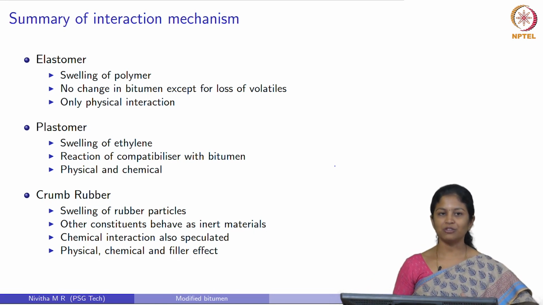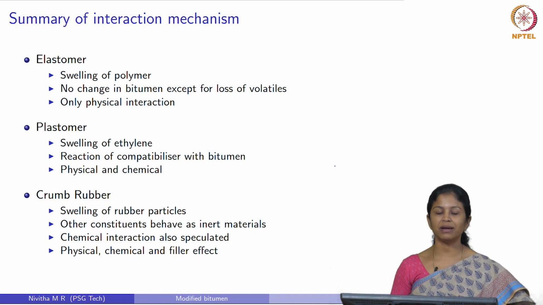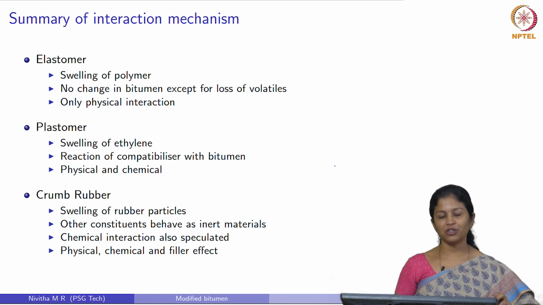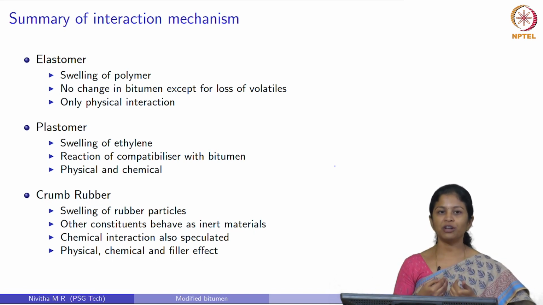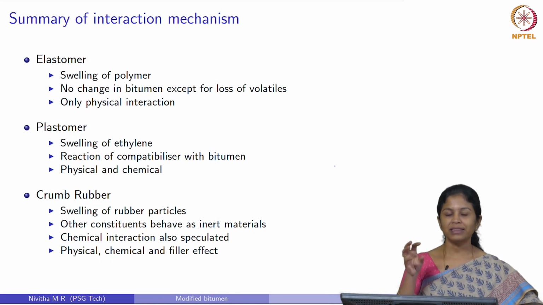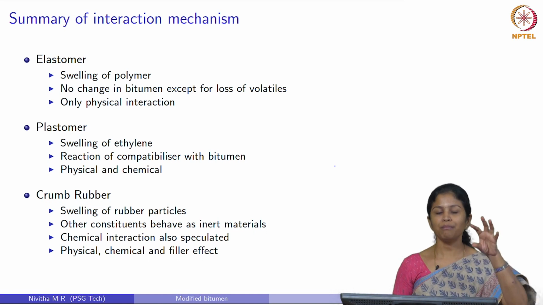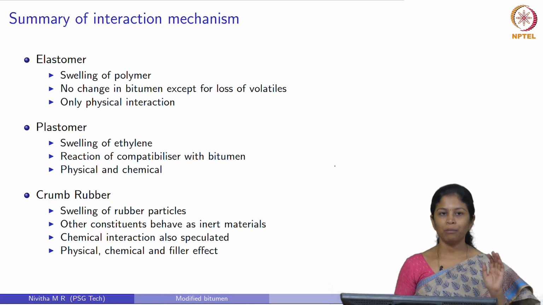In the case of plastomer, specifically a reactive ethylene terpolymer, we have two kinds of interactions. One is a physical interaction and the other is a chemical interaction. The physical interaction is because of the absorption of lighter fractions present in bitumen by the ethylene backbone. The chemical interaction is because of the reactions of certain functionalities present in bitumen with some polar groups present in the modifier. So we have both a physical interaction and a chemical interaction here.